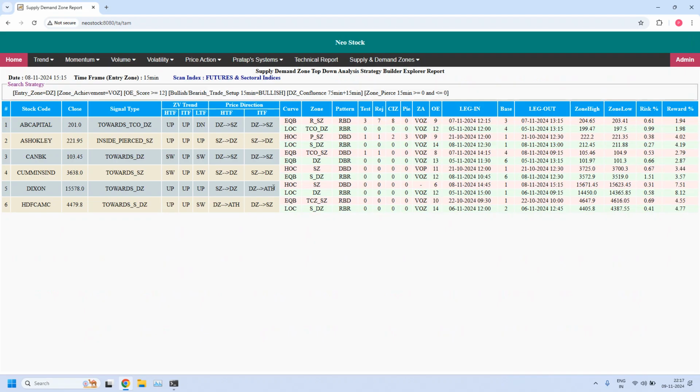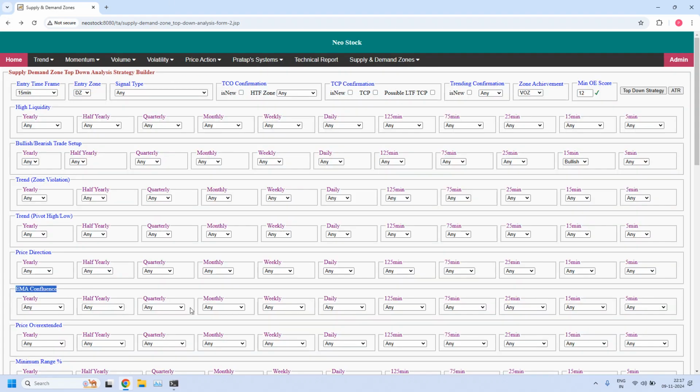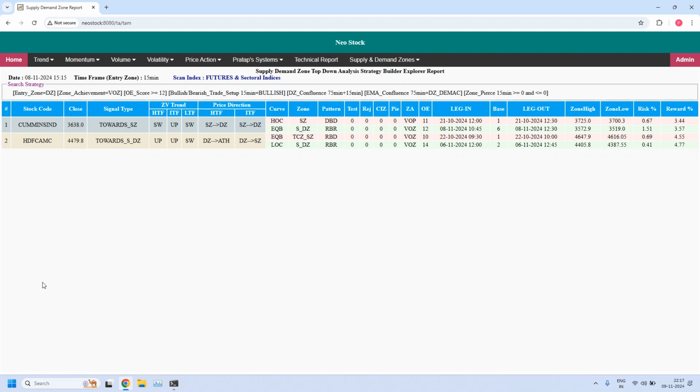And these 75 minutes, that is ITF, trend is uptrend. If any of these 6 stocks or demand zones are having a daily EMA confluence, they are even more high probability setup. Let's verify. In the EMA confluence, 75 minutes, because the 15 minutes entry zone is part of the 75 minutes demand zone. That's why if the 75 minutes demand zone is having daily EMA confluence, 2 stocks are filtered. These 2 are even more high probability supported stocks.